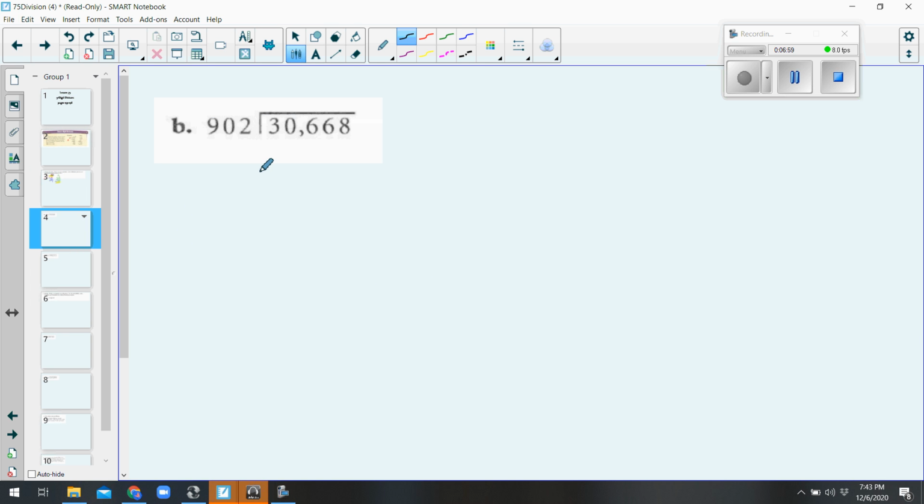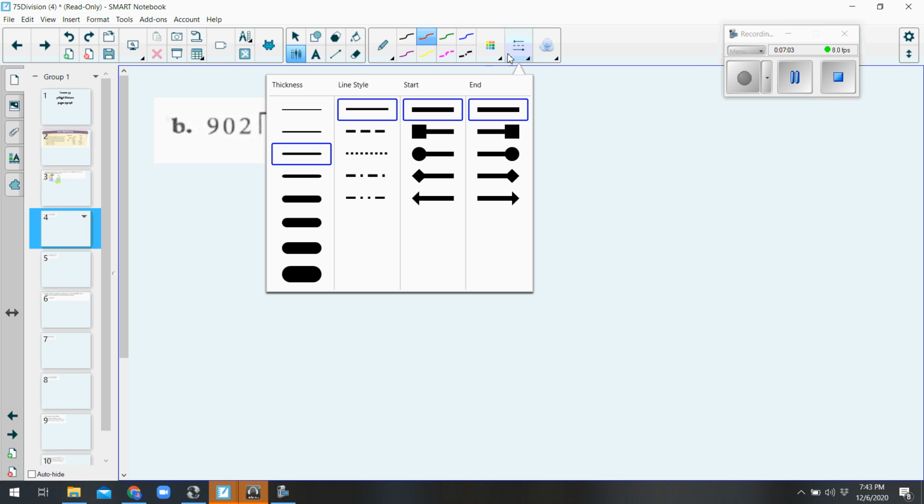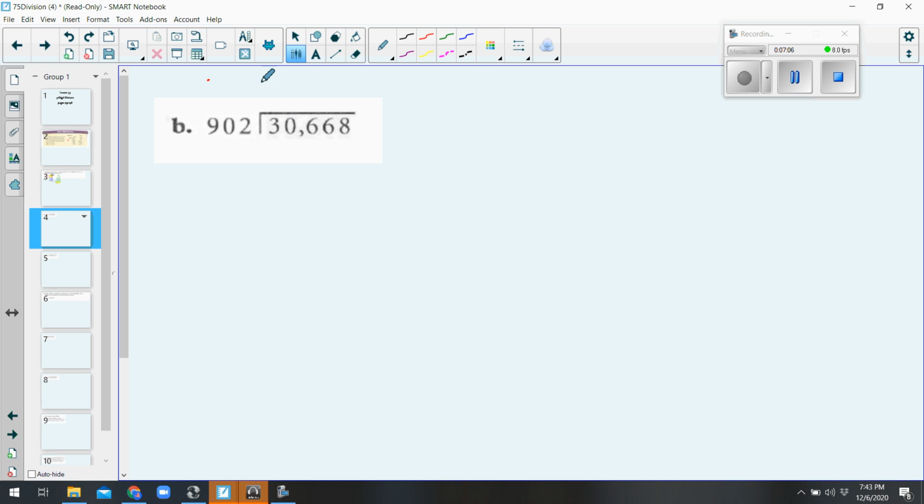Okay, let's look at 1B. The first thing we need to do is find out where our first number is going to sit. So I'm asking myself, will 902 go into 3? No, it won't. Will 902 go into 30? No, it won't. Will 902 go into 306? No, it won't. Will 902 go into 3066? Yes, it will. So my first number is going to sit on top of the 6 right here.